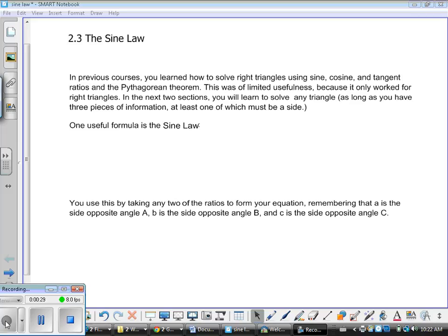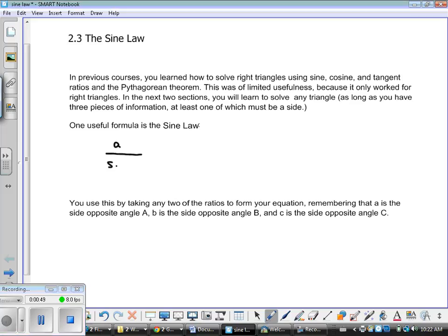If you had a triangle that didn't have a right angle in it, you didn't really know what to do. So we're going to learn to solve any triangle as long as we have three pieces of information, and it can't be all three angles. You have to have at least one side, and then you'll be able to solve it. The one useful formula is the sine law.